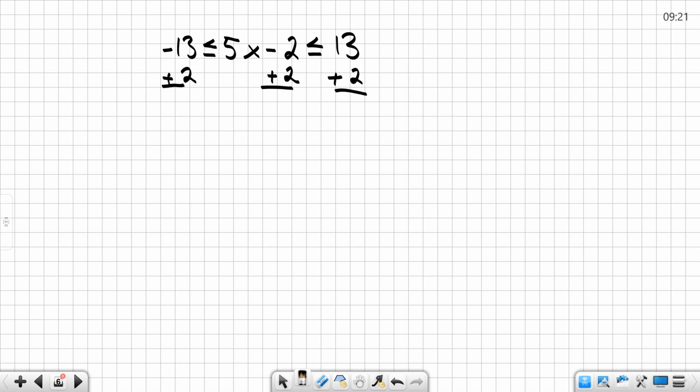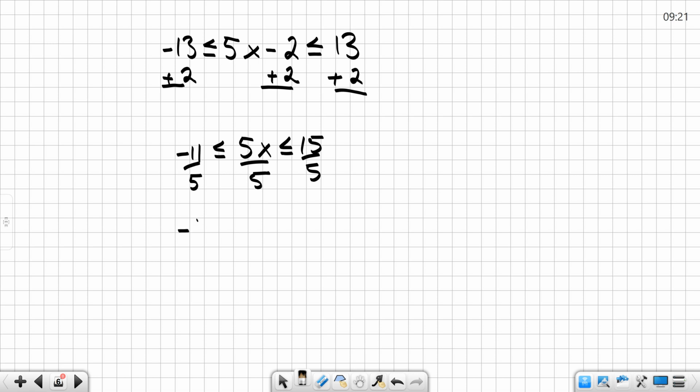What are we going to get? Negative 13 plus 2, that is negative 11, is greater than or equal to 5x, which is smaller than or equal to 13 plus 2, that is 15. And now I am dividing everything by 5.